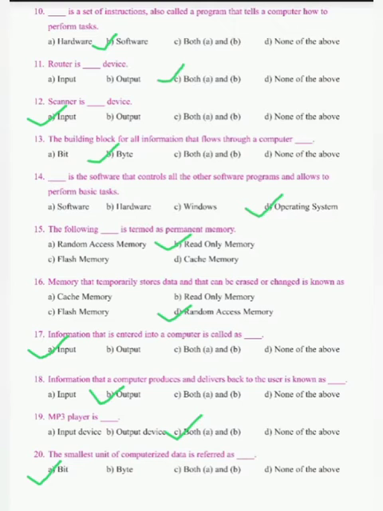Dash is a set of instructions, also called a program, that tells a computer how to perform tasks. A. Hardware. B. Software. C. Both A and B. D. None of the above. Answer: Software.